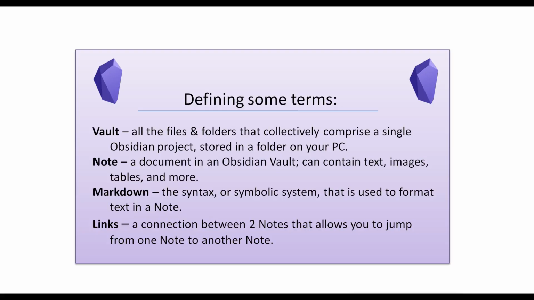Third, we have Markdown. Markdown refers to the syntax or symbolic system that is used to format text in a note. Markdown is a form of inline code that formats text to appear a certain way, like bold or italic, for example. Finally, we have the term link. A link is a connection between 2 notes that allows you to jump from one note to another note. Obsidian's use of bidirectional links is arguably its most powerful feature.